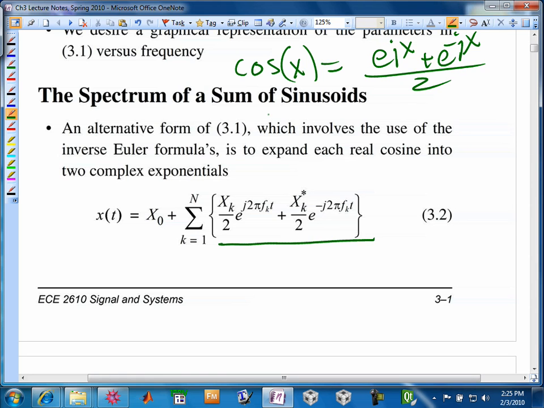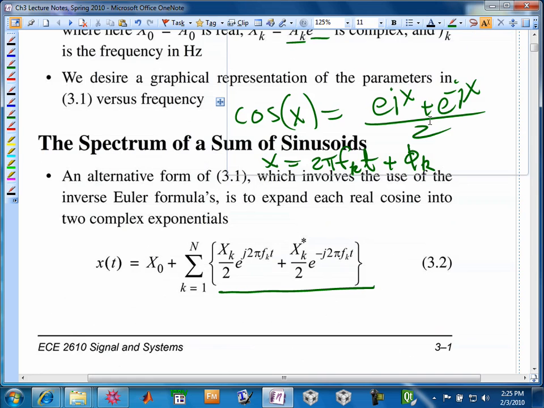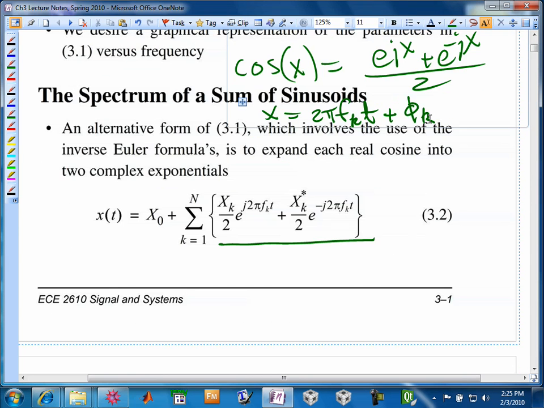And in this case, x is equal to 2 pi f k t plus phi sub k. Maybe it's theta sub k. What is it up here? Phi sub k. Actually, I picked a bad variable name there because we're using x for something else. So let me just change that.